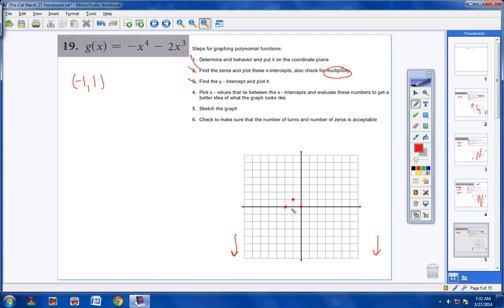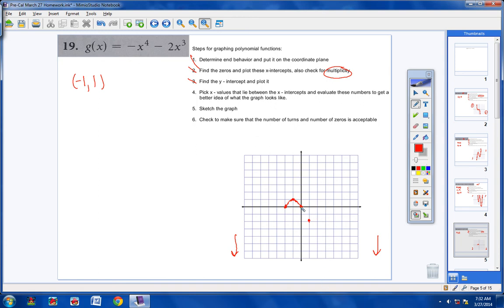I'm going to plot some values over here to the right. I mean, I know for sure it's going to come up and do this. That's pretty good. I'm not going to plot any fractions like negative 1/2 or negative 1.5. However, I am going to see what 1, 2, and 3 do. Okay, so I'm going to my table of values right now, and 1 gives me a negative 3, and then 2 is a negative 32.